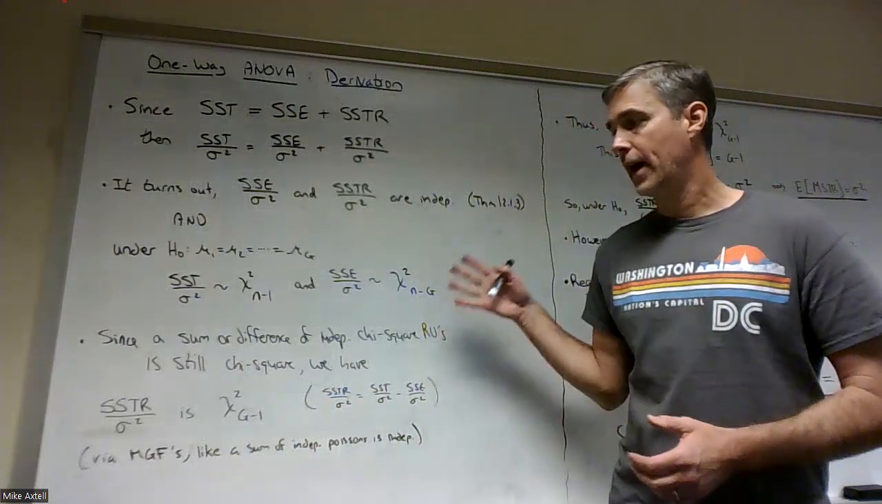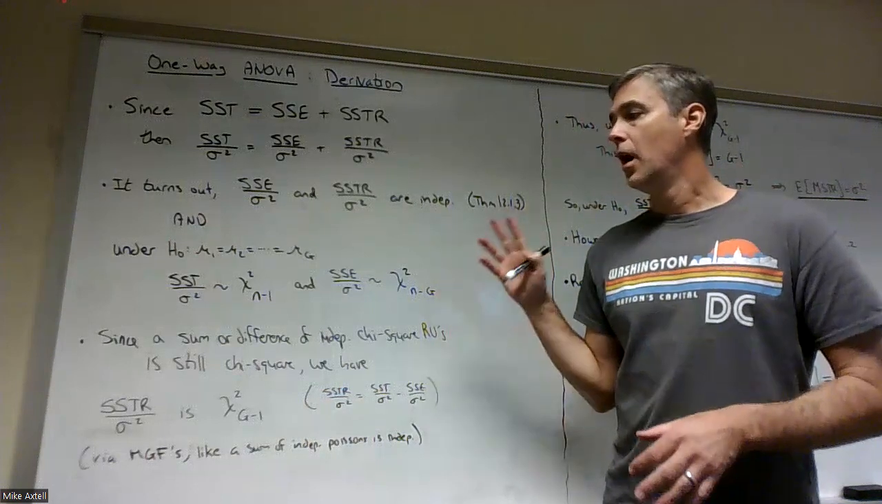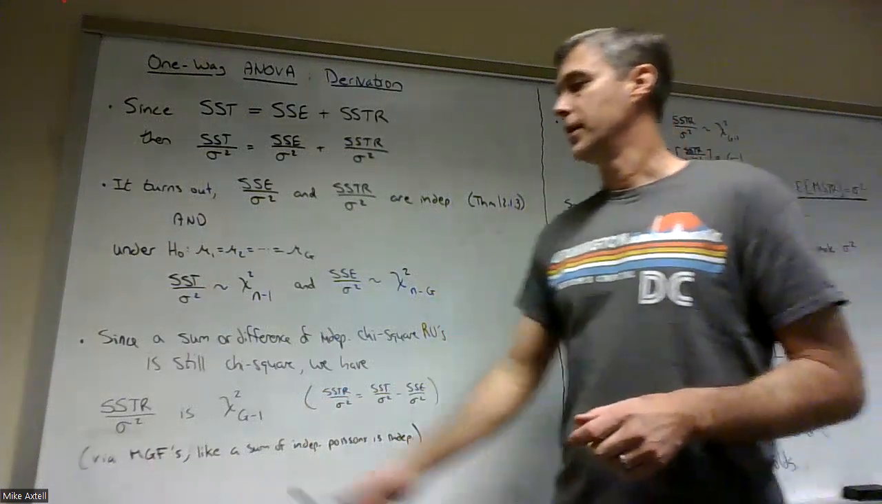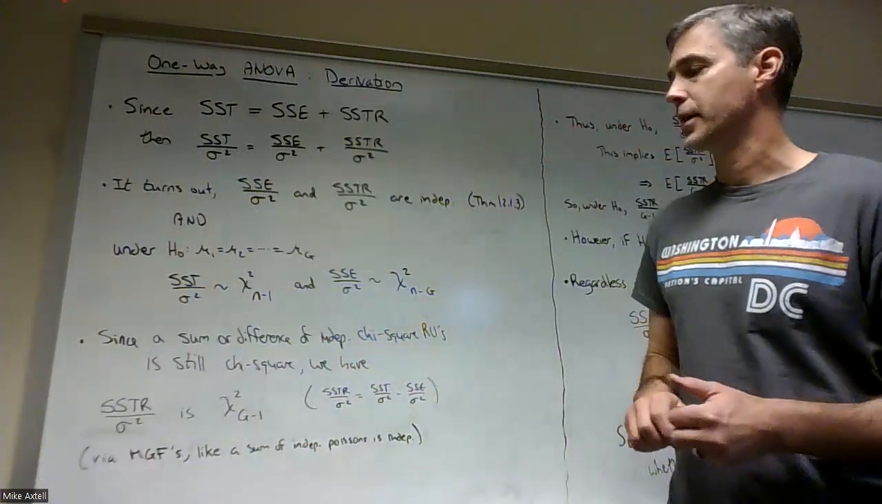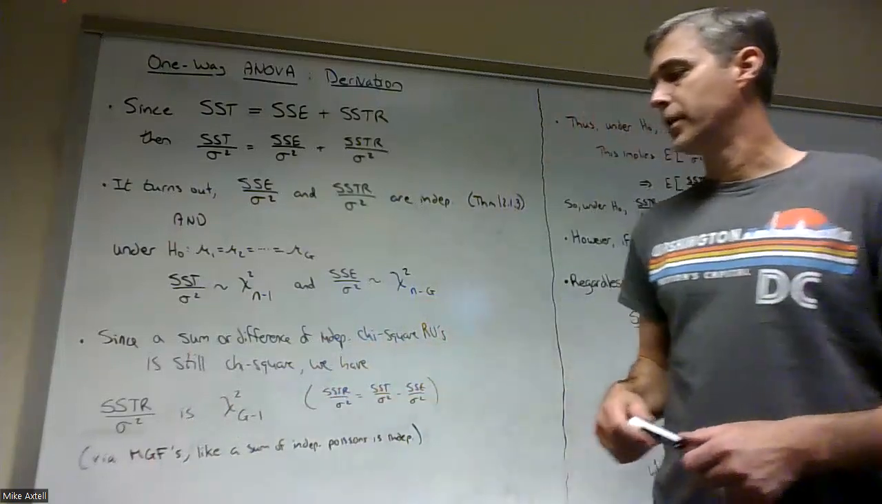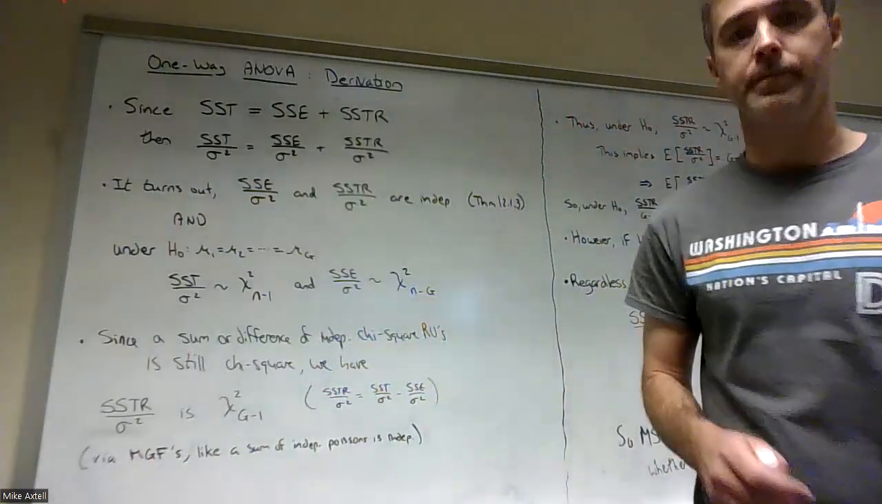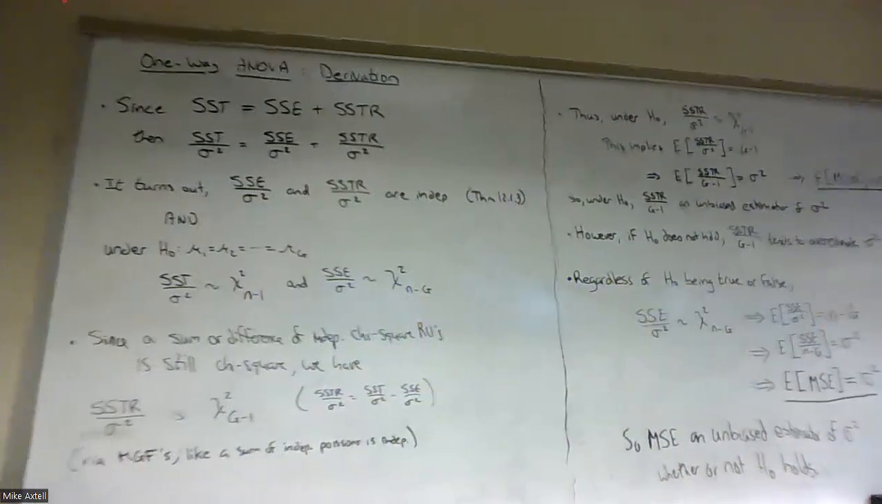All right, so that's the take-home message. Under the null hypothesis, the treatment sum of squares divided by sigma squared is chi-squared distributed with G-1 degrees of freedom. Okay.